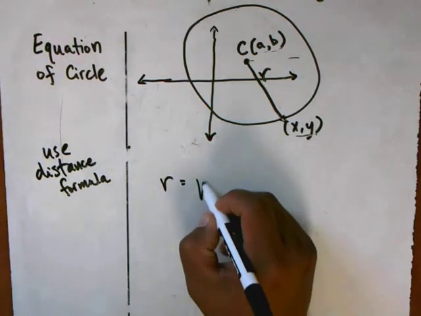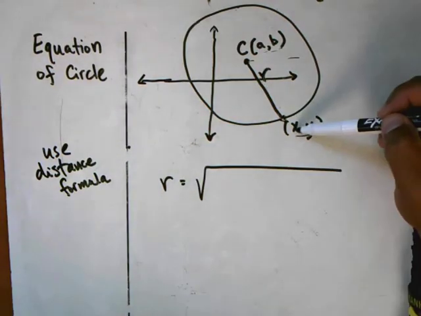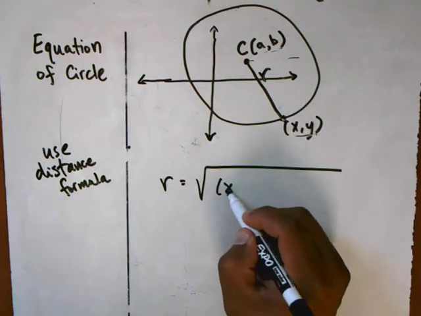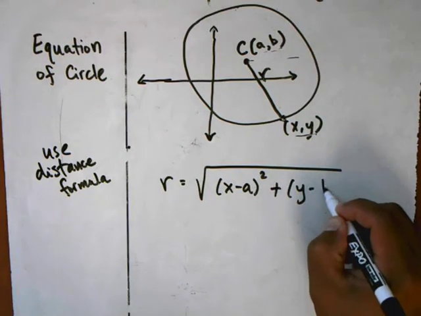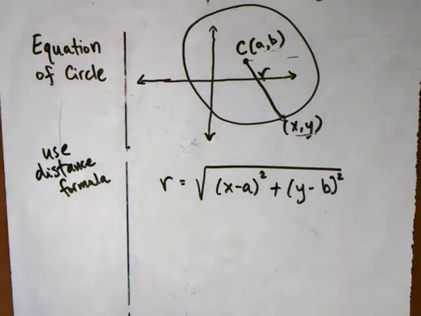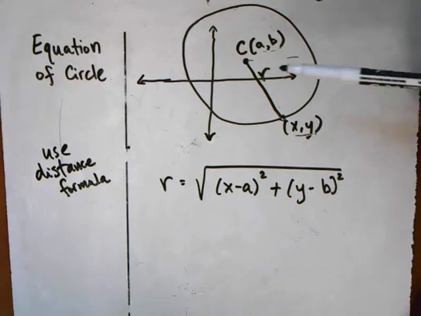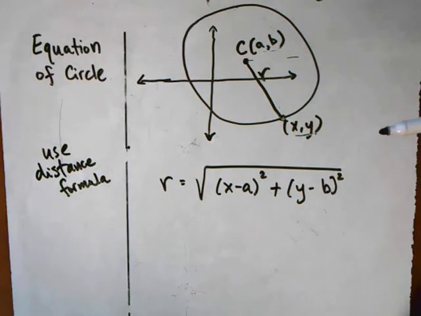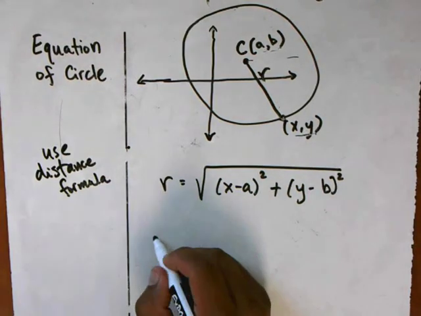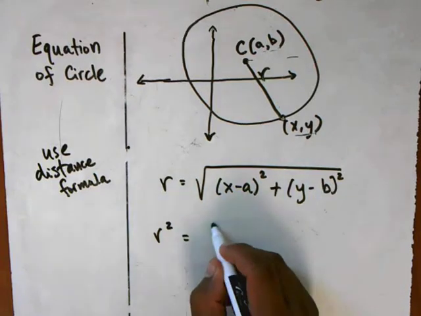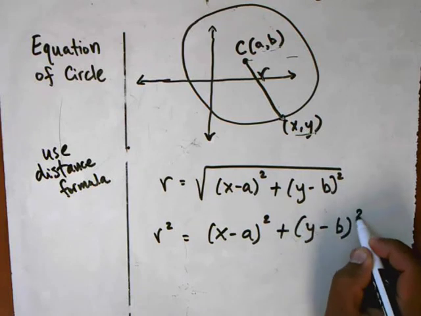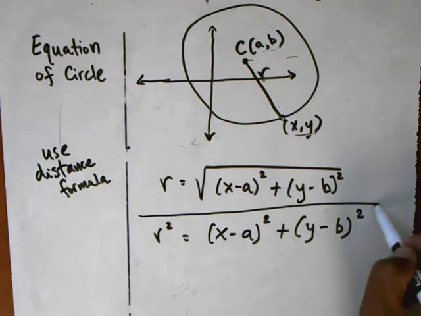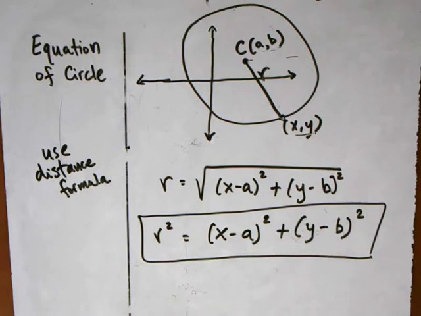It's equal to the square root of the x-coordinate minus the other x-coordinate, squared, plus the y-coordinate minus the other y-coordinate, quantity squared. This is just from applying the distance formula, because we know that the distance between the center and a point on a circle is always the same. So this is the formula for any point on a circle, but it's generally written this way. We square both sides in order to get this equation here. This is the equation for a circle on a coordinate plane.